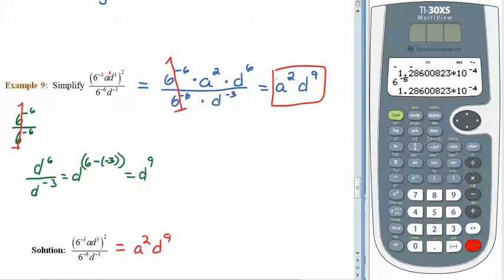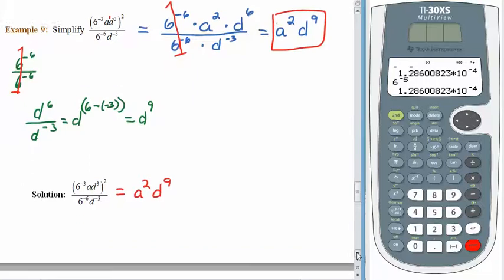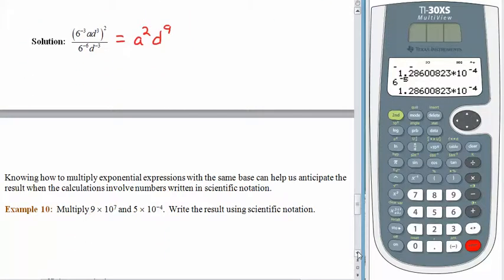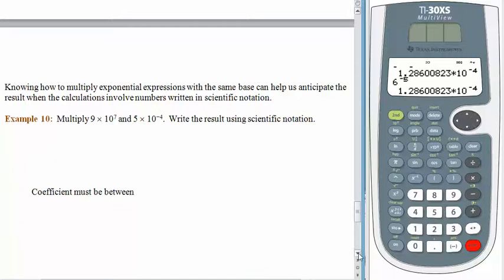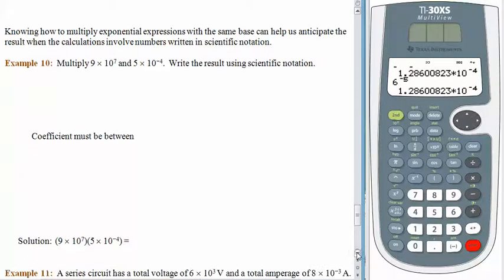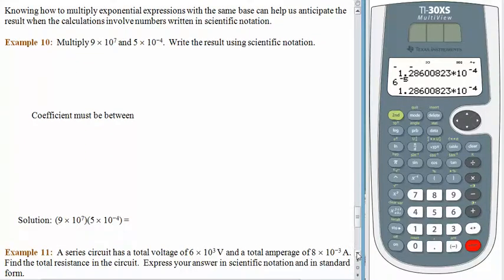How'd you do? Hopefully not too bad. All right, so this was getting us ready for the work that's coming up when we start working with numbers that are in scientific notation. We already did a little bit of this in a previous lesson, but now we're going to be able to tell and anticipate the size of our answer.